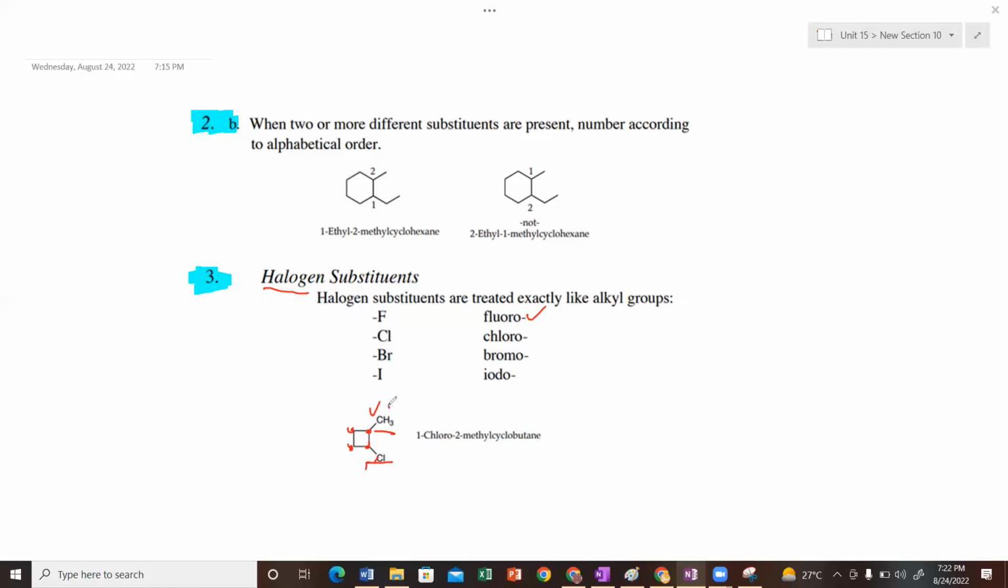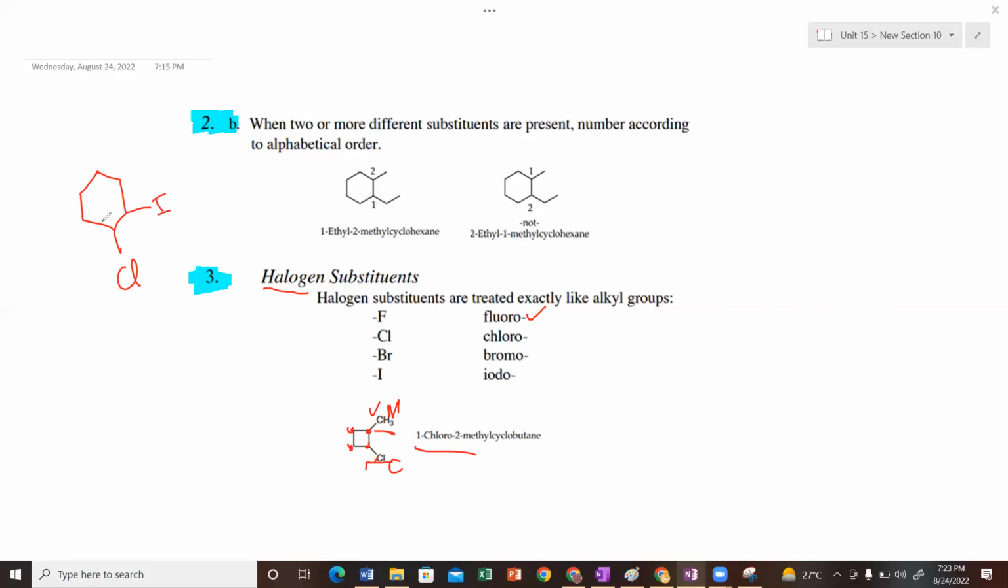So methyl, as we know, M comes after C in alphabetical order. So the name of this compound is 1-chloro 2-methyl cyclobutane. If I take this example, like if I have a 6-member ring, in which I have Cl and then I have iodine. Now, what could be the name?